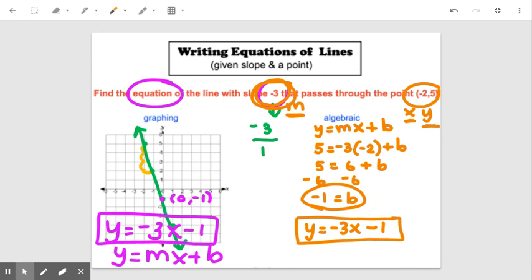So you should be able to do both. You need to be able to do both, especially the algebraic method. So hopefully this was a good review.